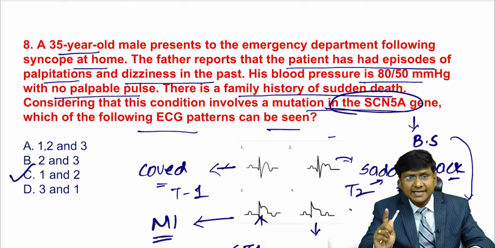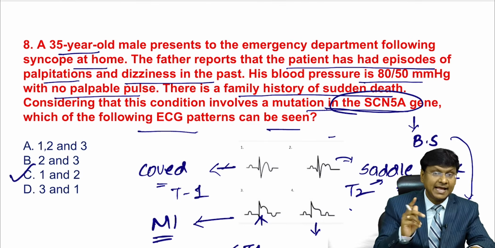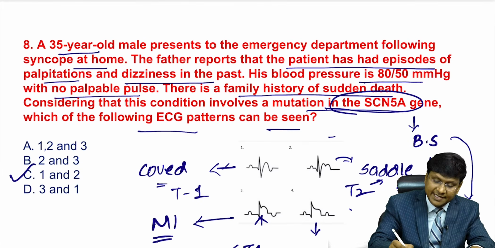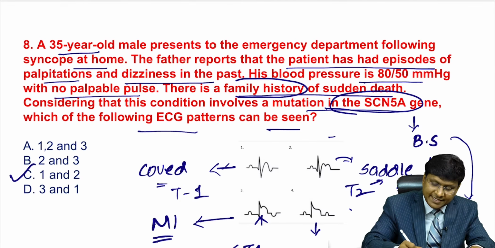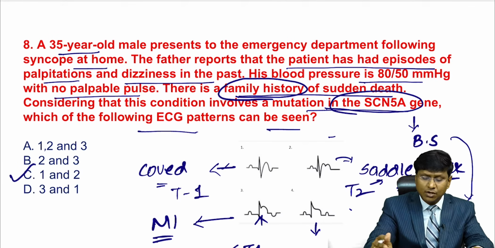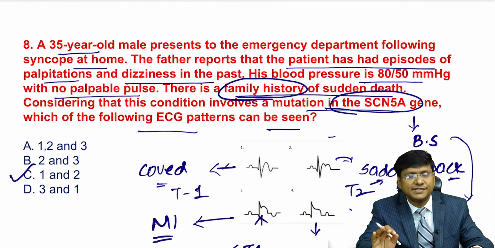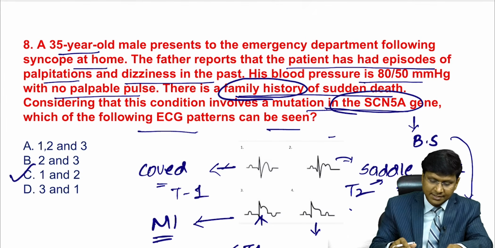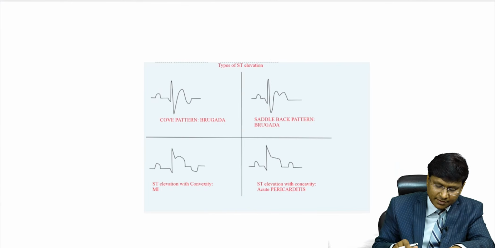Right, and in case of Brugada, they will have the risk of sudden cardiac death, and it is an inherited disorder. That is the reason why you can see the family history of sudden death in patients with the Brugada syndrome in the question which has been given to you. So the treatment of choice is the implantable cardioverter defibrillator. Right, next, coming on to the 9th question.